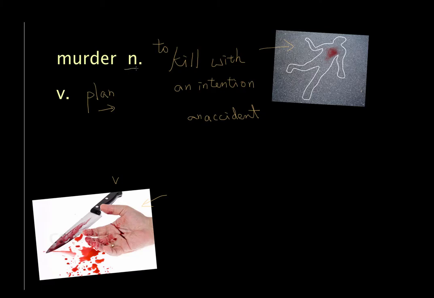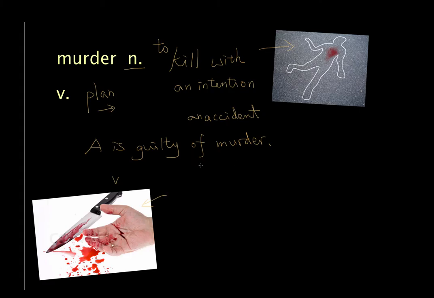Okay, so murder is a noun. For example, you can say A is guilty of murder. Okay, it means that he might have to be put in prison or he might have to be killed. Well, because he takes away somebody's life. And this is what we are talking about in our lesson about the death penalty.